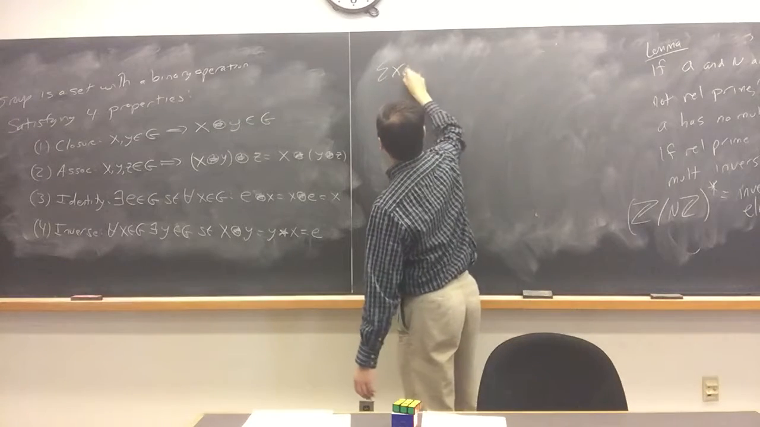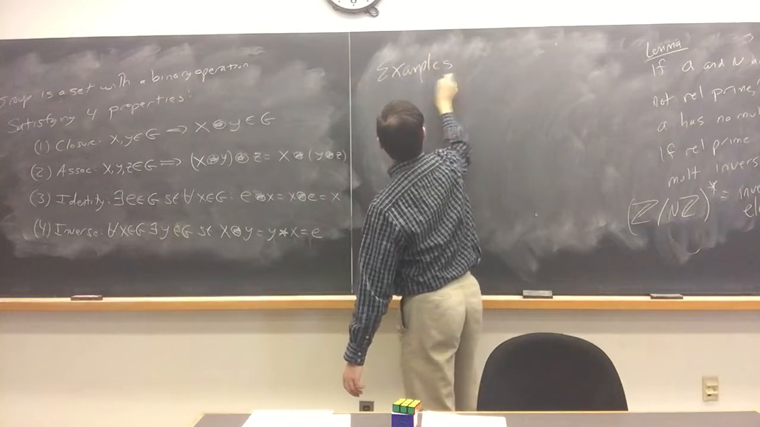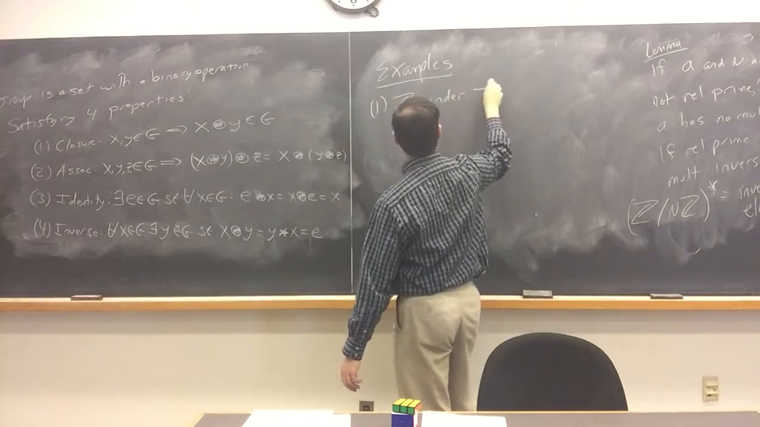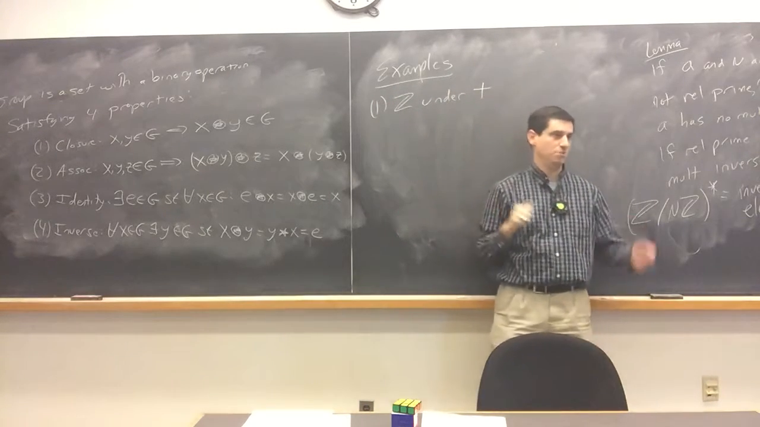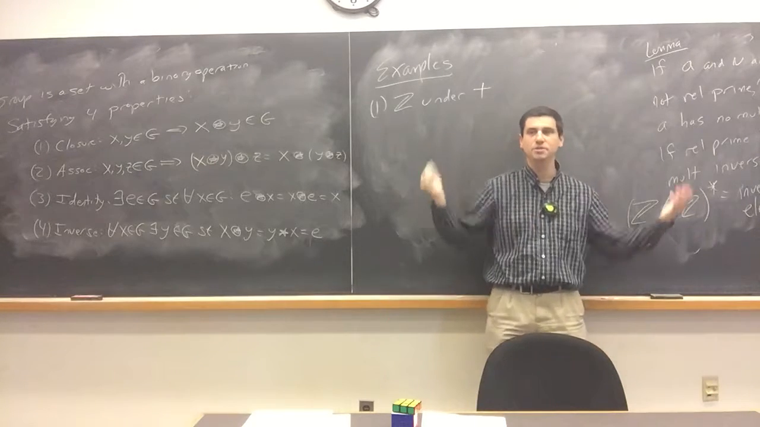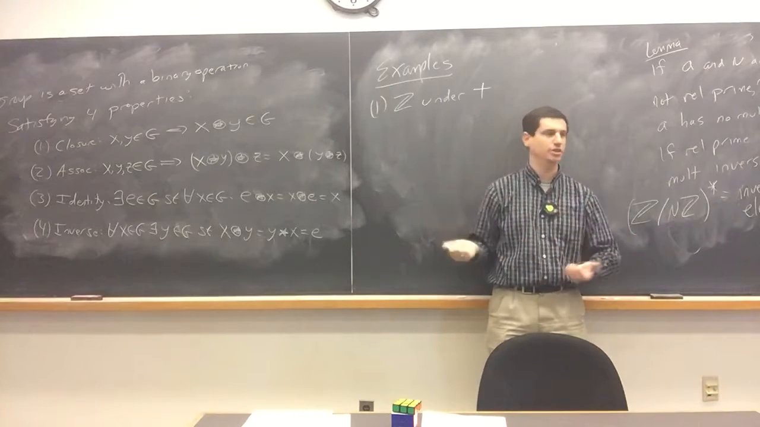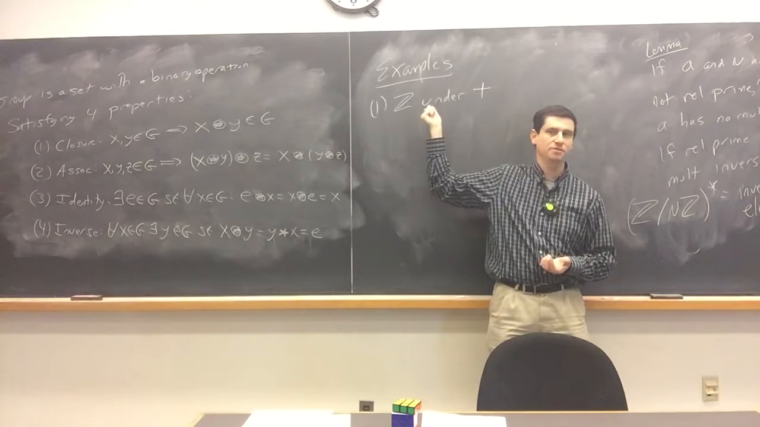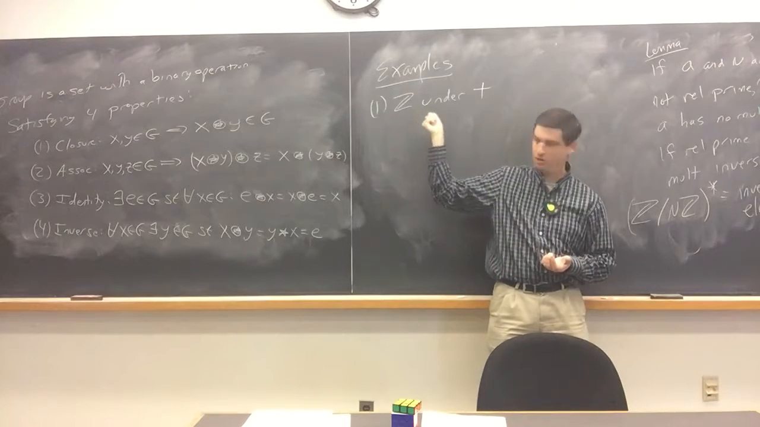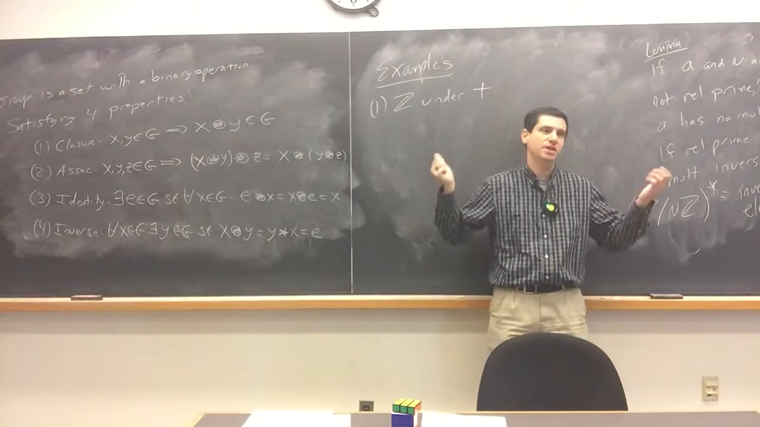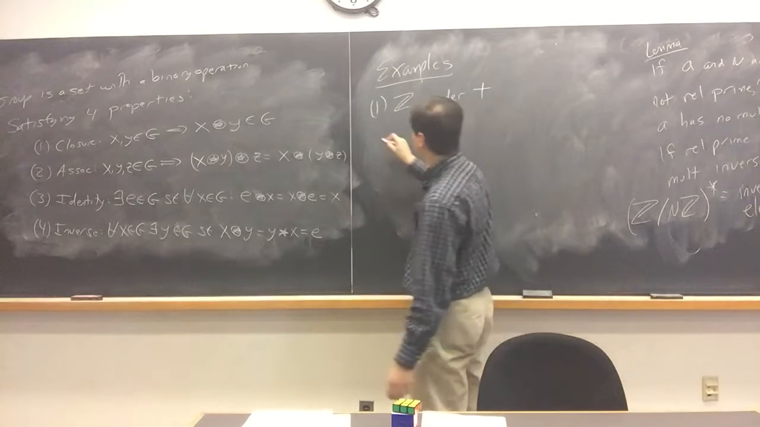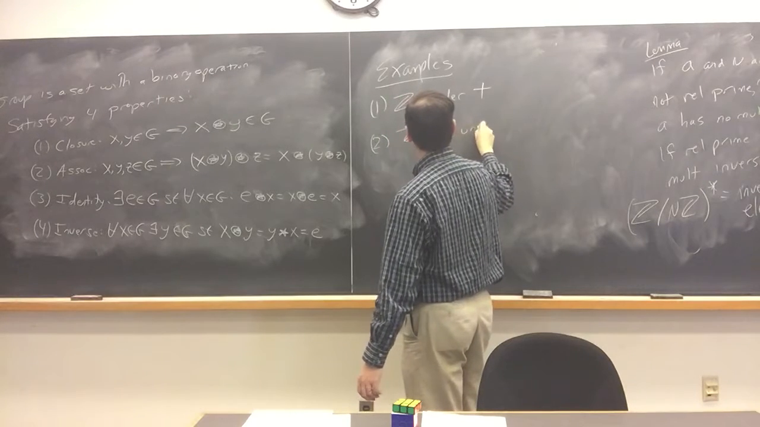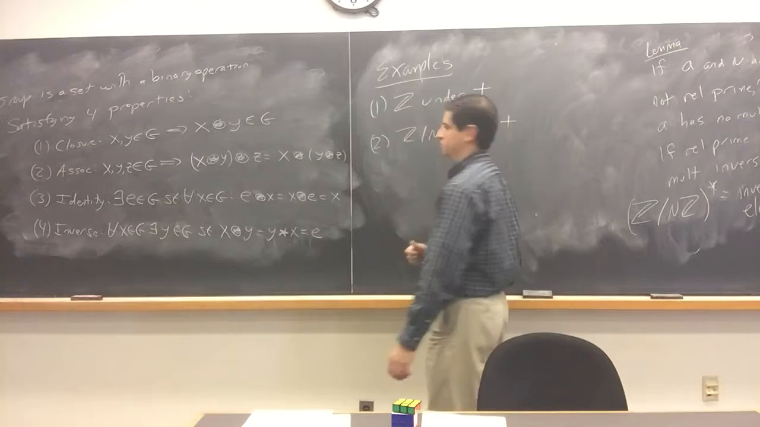So examples. The integers under addition. That's going to be a group. If you add two numbers, it's a number. Addition is associative. The identity element would be 0, and then the inverse of x would be negative x. You could also do Z mod nZ under modular addition.